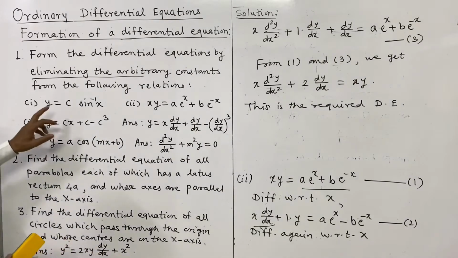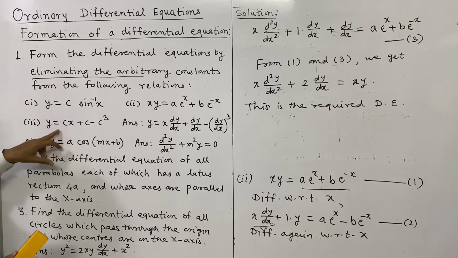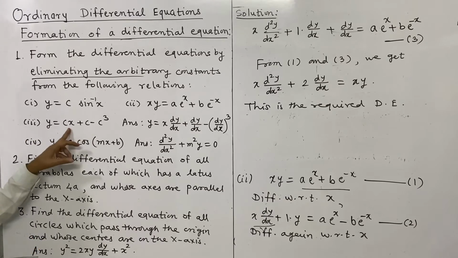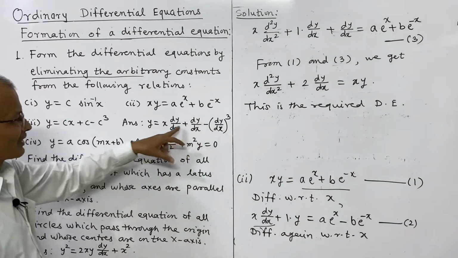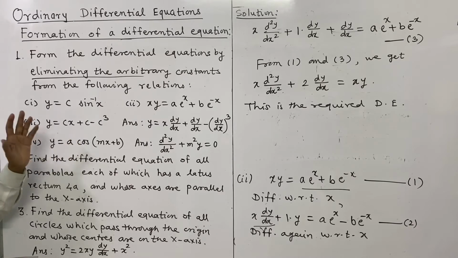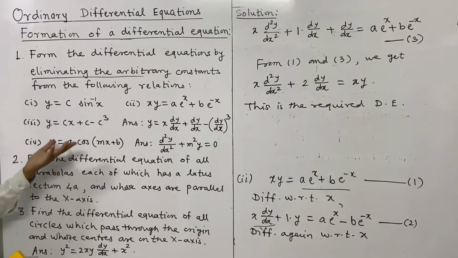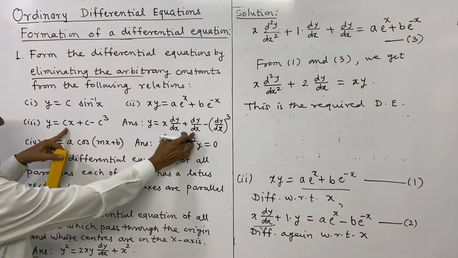So thus we have solved 1 and 2. Now the third, you should solve. I will leave the third for you to solve. Here there is only one arbitrary constant, that is c. So one differentiation is sufficient, and the order of the differential equation is 1. So it is easy. Differentiate, we will get dy by dx is equal to the derivative of x, which is 1, so it is c, and that gives the direct value of c, that is dy by dx. Put that value of c as dy by dx, and we shall get this answer.